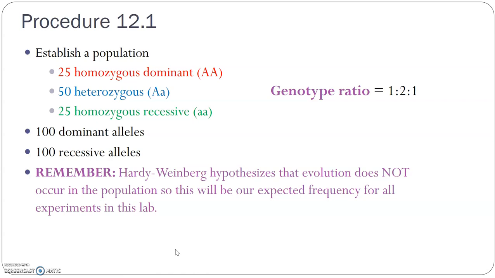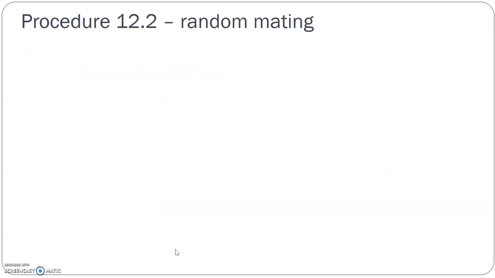So this is you setting up the population, and then in the next three experiments we're going to do three different things to see if evolution will happen under these circumstances. So 12.2 is going to be random mating.